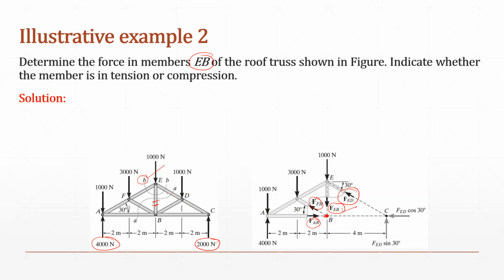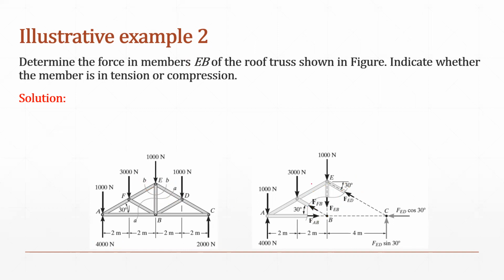And once we find out force in member ED, then we cut the truss again along section BB. With this, we will find out force in members EF and EB. So EB is our required member in which we are required to find out force. But at the same time, we can find out force in member EF also. So first of all, we will find out force in member ED by cutting the truss along AA, and the left hand side free body diagram of the truss will be this one.